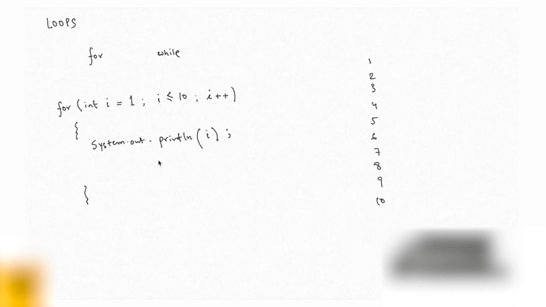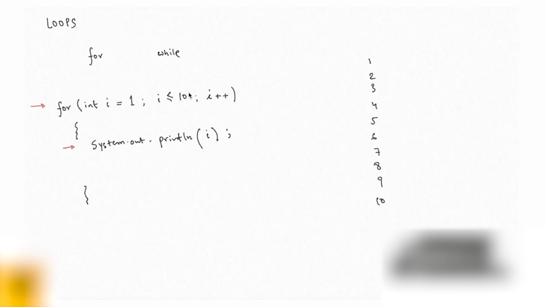So how is this working? At first, the program comes here and it sees that the value of i is 1. At that point, it enters the loop body for the first time. It prints out the value of i. What is the value of i at that point? The value of i is 1. So it prints out 1.